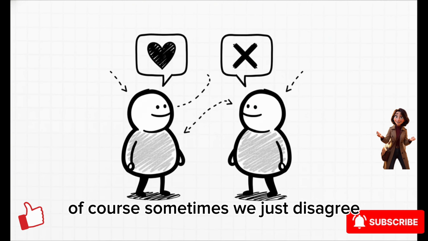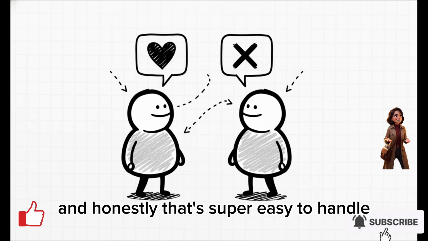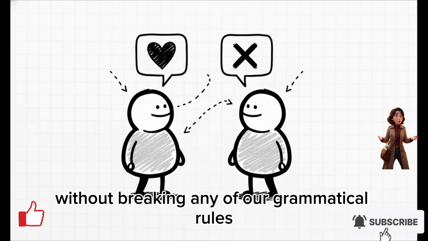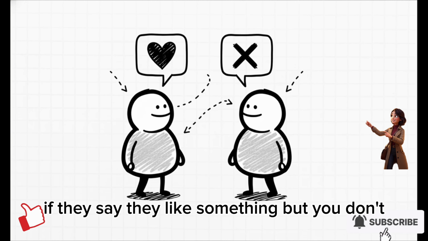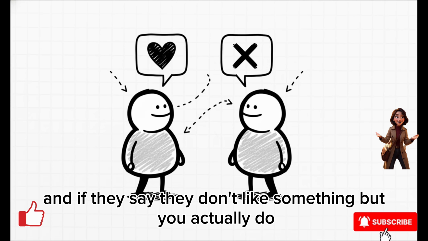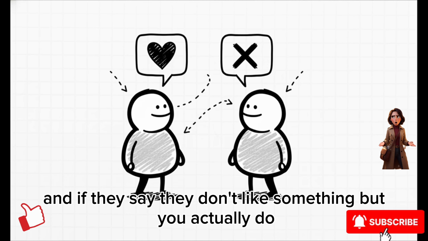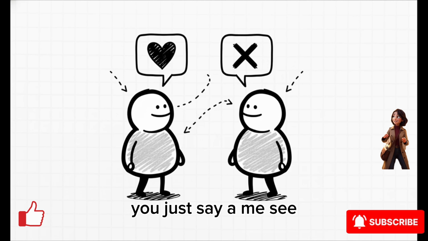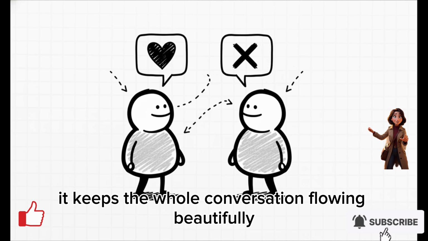Of course, sometimes we just disagree. And honestly, that's super easy to handle without breaking any of our grammatical rules. If they say they like something, but you don't, you simply say, a mí no. And if they say they don't like something, but you actually do, you just say, a mí sí. It keeps the whole conversation flowing beautifully.